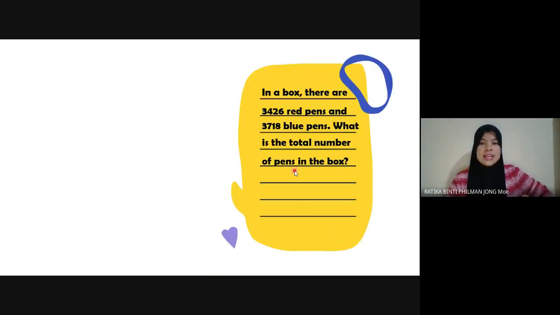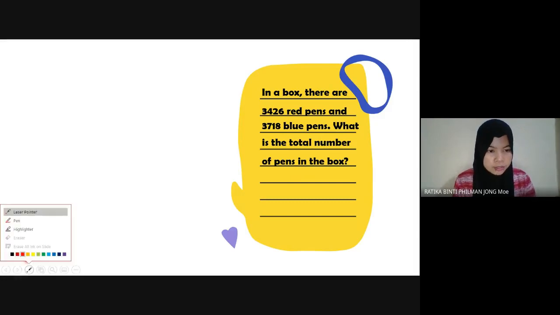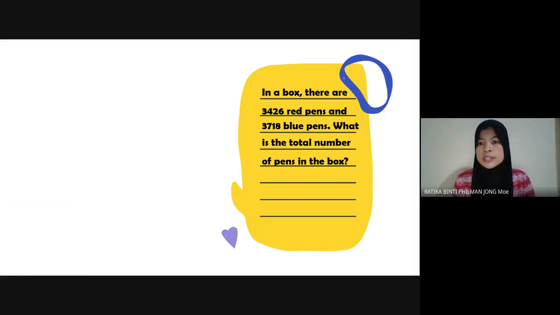Okay, now, let us start. This is the question. I have this question here. In a box, there are 3,426 red pens and 3,718 blue pens. What is the total number of pens in the box? Okay, now we are already done the first step, which is understand. Kita dah baca. Now we read again, to take out the information given in the question and also to identify the keyword given in the question.